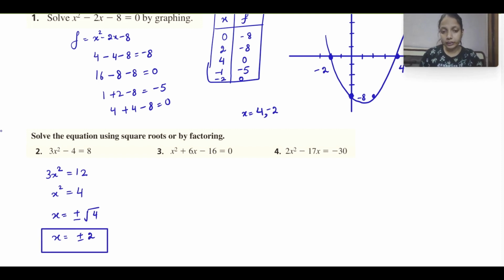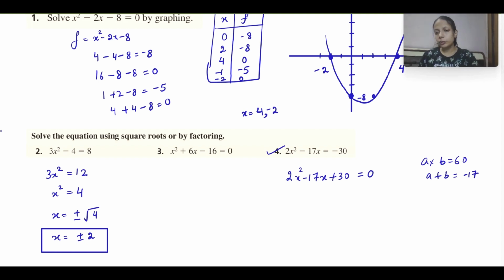Okay, let's try this. I will try factorization. 2x² − 17x + 30 = 0. The coefficient is 2 and the last constant term is 30. I have to find two numbers whose multiplication is 60, but whose addition or subtraction is −17. If I choose 20 and 3, 20 times 3 is 60. 20 minus 3 is 17.